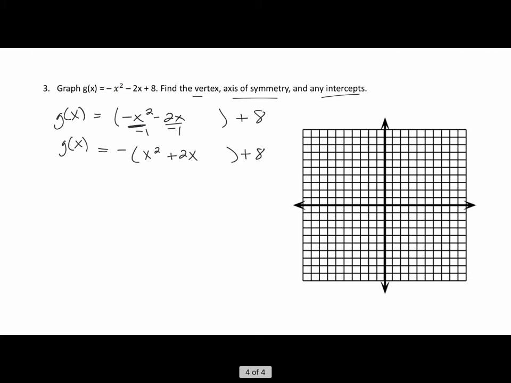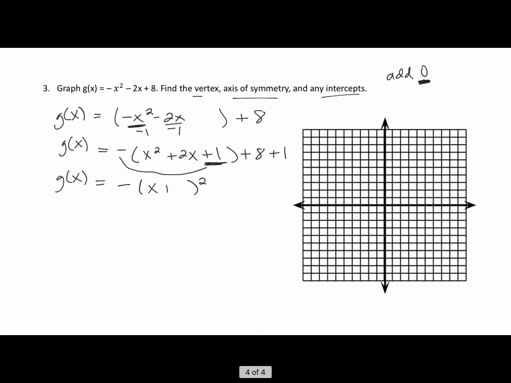All right, now we can complete that square. So half of 2 is 1, and 1 squared is 1. But I'm not adding 1. I'm adding negative 1. So if I add negative 1, I have to add positive 1 so that I'm actually adding 0. I'm not changing the value of this expression. So that completes the square.